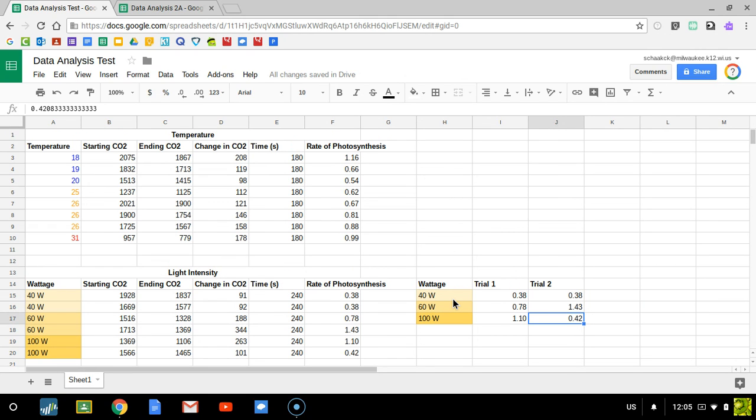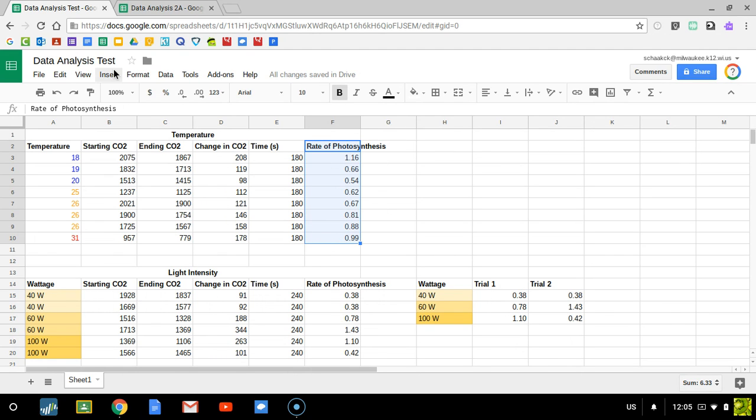Once I've figured out and removed my outliers, the next thing I'm going to do is make a graph. What you want to do to make a graph is highlight your rate of photosynthesis, because that's the thing we're looking for, the change in CO2 over time. I'll calculate it out for us.